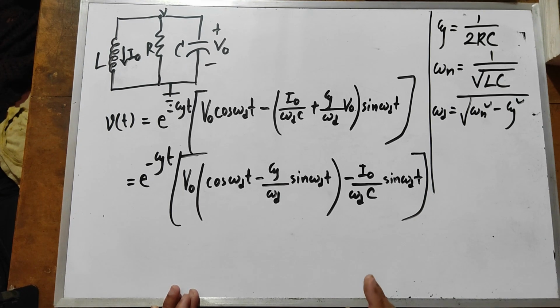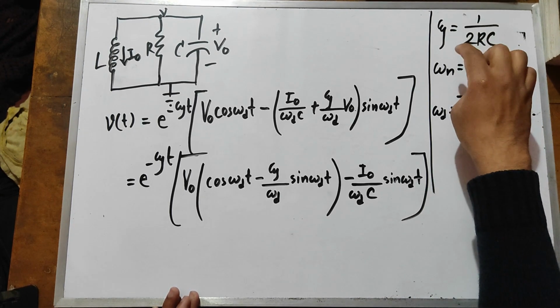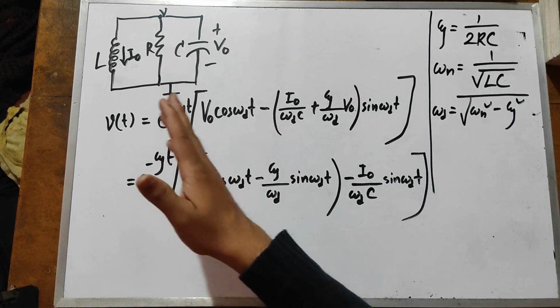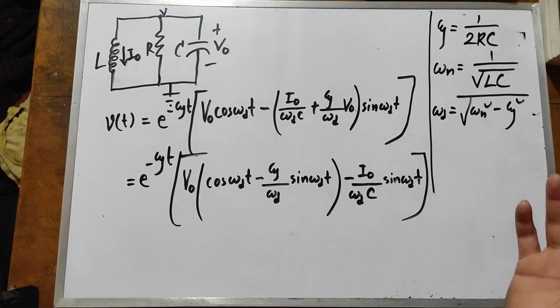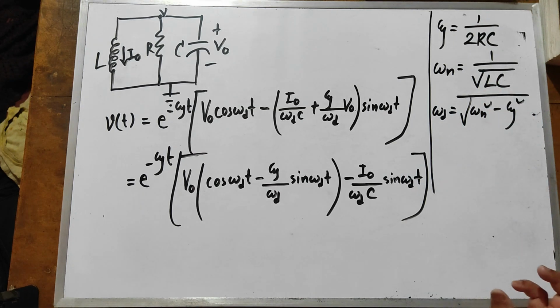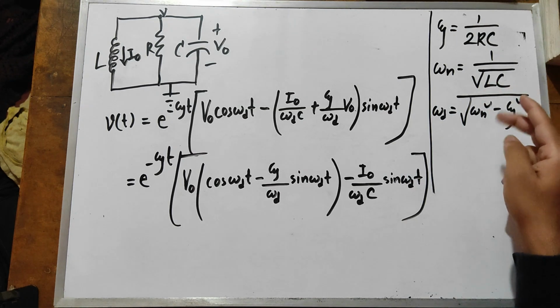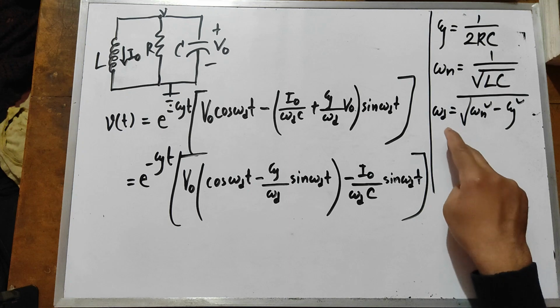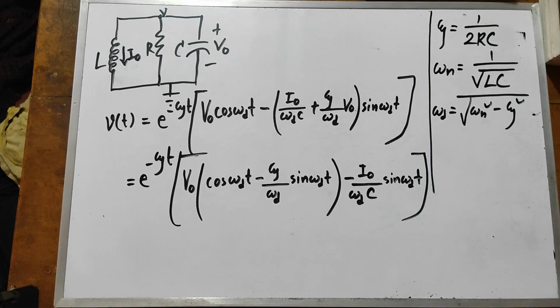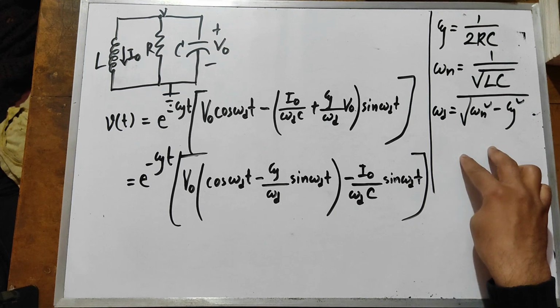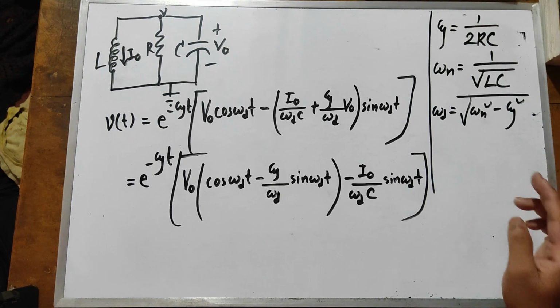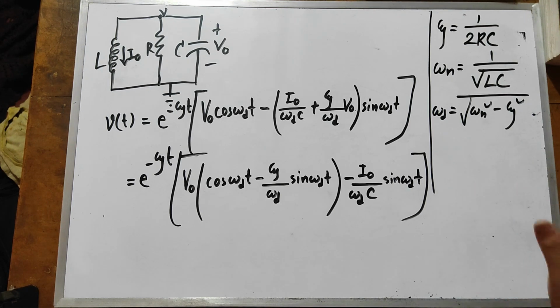So that's it. Here the damping factor in this case is 1 by 2RC, and omega n is the undamped natural frequency, which is 1 by root over LC. Omega d is the damped natural frequency of the circuit, which is root over omega n squared minus psi squared, or zeta squared.